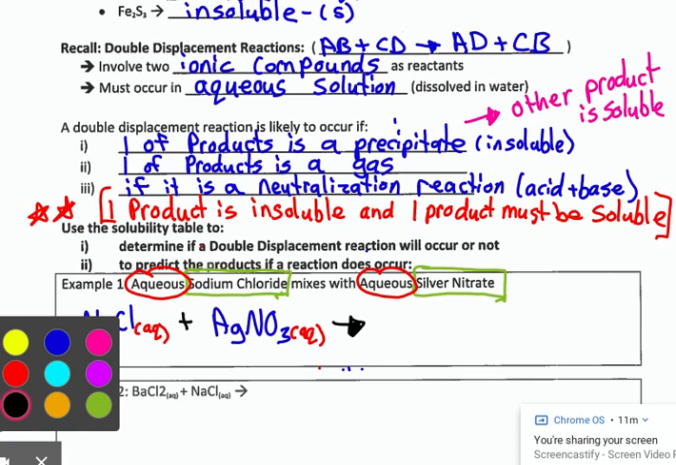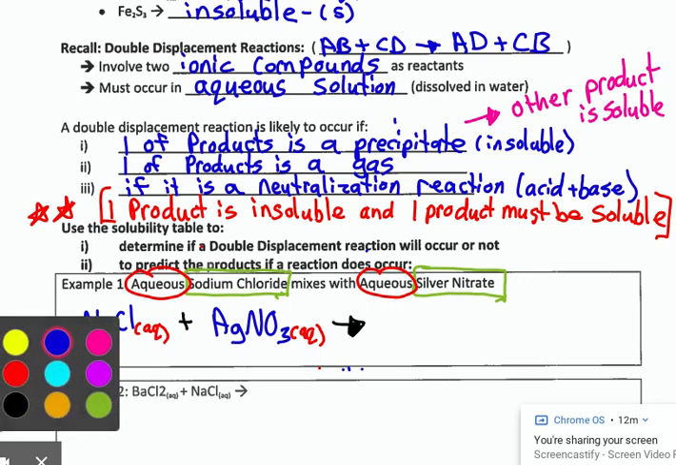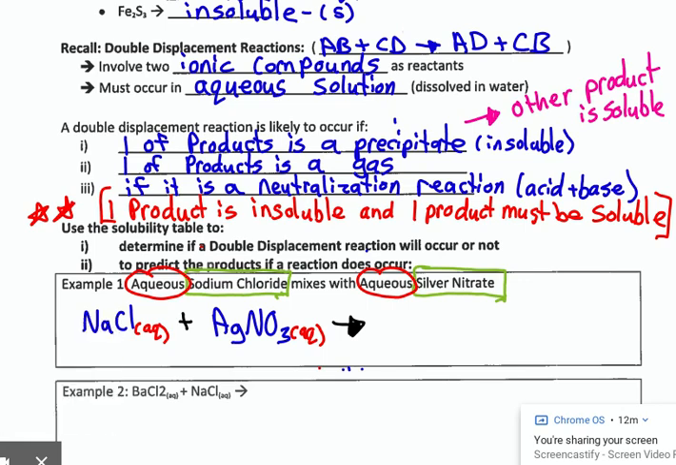And now we need to figure out our products. So remember, double displacement, they switch partners. So sodium is going to become a partner with the nitrate. And so we're going to make sodium nitrate. And so we have to use our nomenclature rules to make sure we get our formula right. So our formula for sodium nitrate is NaNO3.